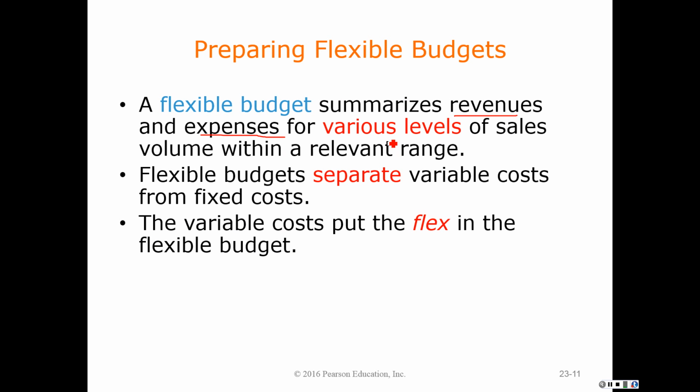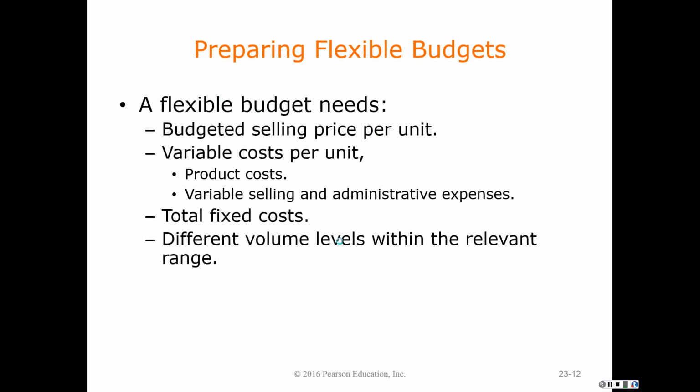But the flexible budget helps us to analyze what our revenue and expense should be at different levels within a relevant range. And we're separating variable cost from fixed cost because we need some per unit cost. So the flex is what's important to us here. We can change our budget depending on our actual output. So we need a couple of things to do it. As you saw before, we need selling price per unit. This would be determined in your master budget.